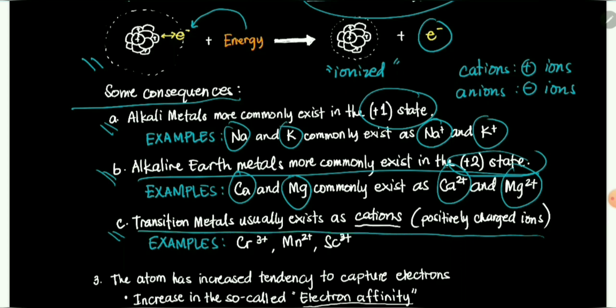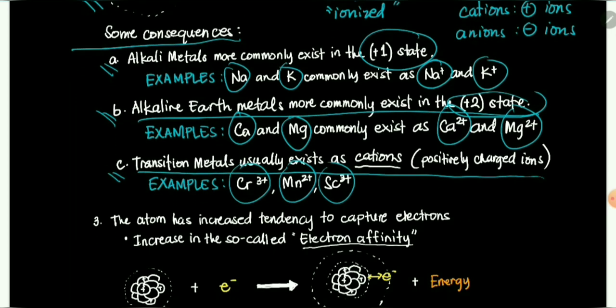Kasi mga transition metals, they have low ionization energies. So madali silang ma-ionize. Okay? So examples, we have Cr3+, Mn2+, and Sc3+. Okay? So also, increasing the effective nuclear charge increases the tendency of the atom to capture electrons. So, in other words, nag-i-increase naman yung kanilang tinatawag na electron affinity.